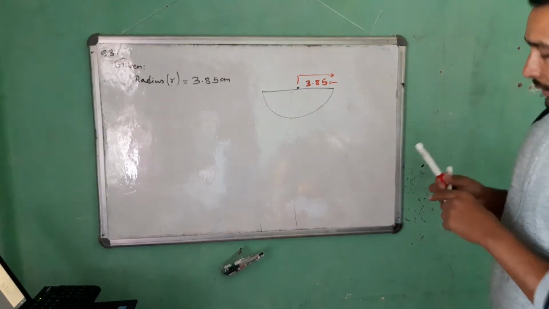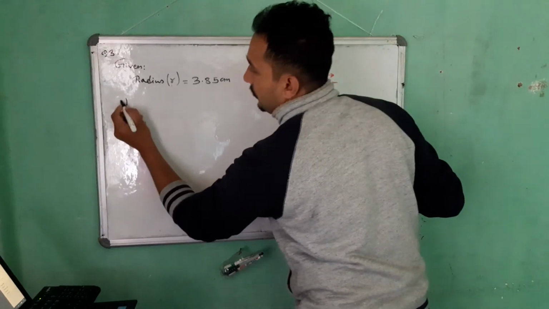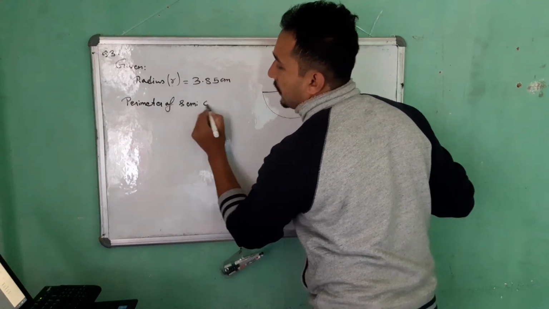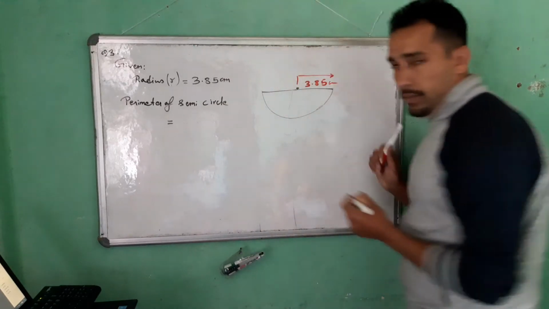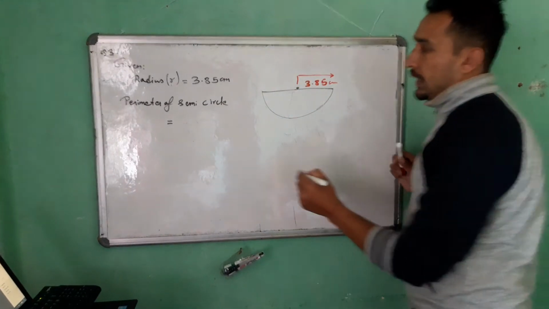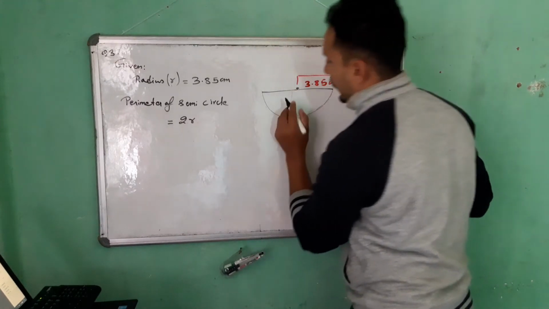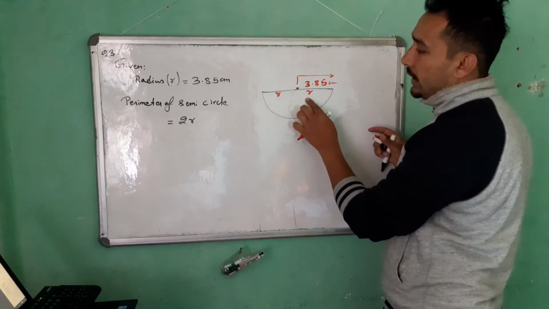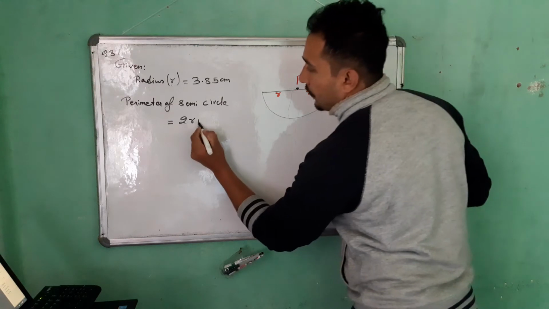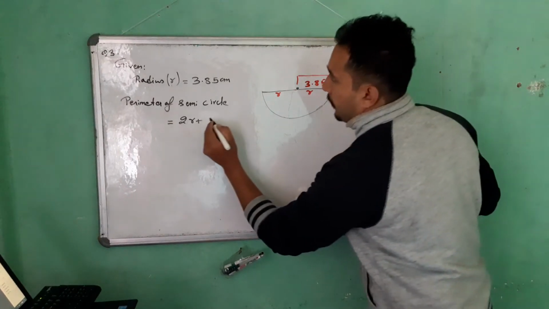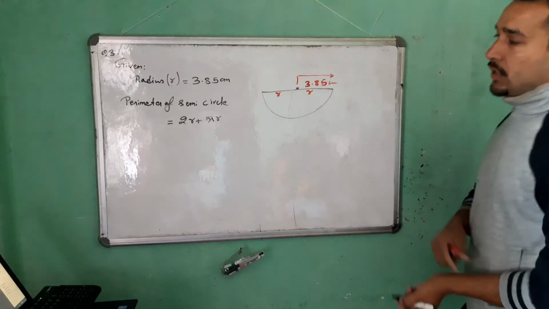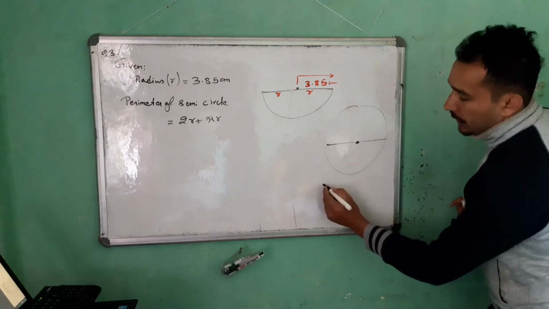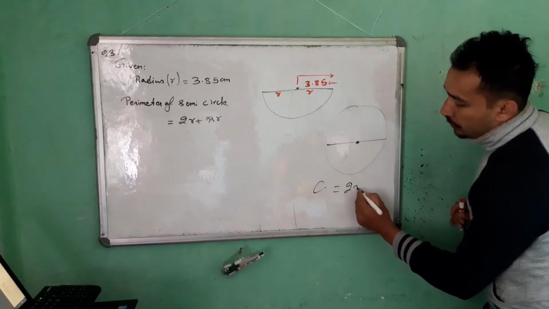So perimeter of semicircle, this formula I forgot to give you. This will be equal to 2 into r. This is radius, and this is also radius. So 2 into radius, 2r plus pi r, because for a circle, circumference is given by 2 pi r.